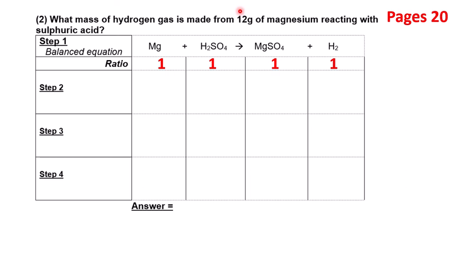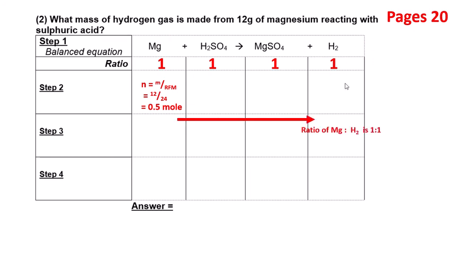Now, we've got from the question 12 grams of magnesium. So let's work out the number of moles. n equals m over RFM. 12 was the figure we're given up here. If we look up our periodic table, magnesium is 24. So 12 over 24, 0.5 mole. Now, what we're asked to work out is the mass of hydrogen gas. So we're going to go from the magnesium over to the hydrogen. So from there to there. So we know, looking at our ratios, again, it's 1:1.